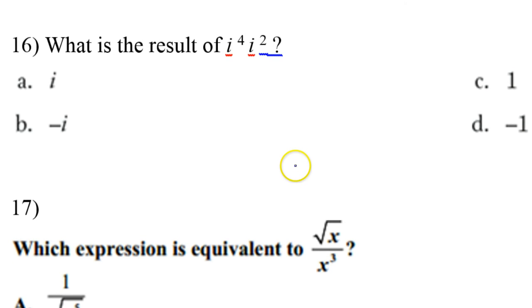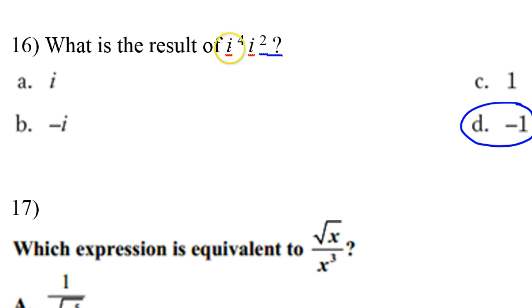Alright, how about number 16? Well, first of all, let's put these together, although I don't really have to. There's two ways to do this. I could do it the way it is, because i to the 4th power, we've memorized that that's 1. i to the second power, we've memorized that that is negative 1. 1 times negative 1 is negative 1. So that means the answer is going to be D. Alright, so that was pretty simple.